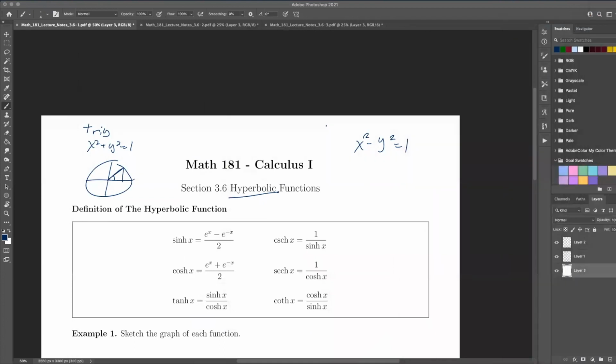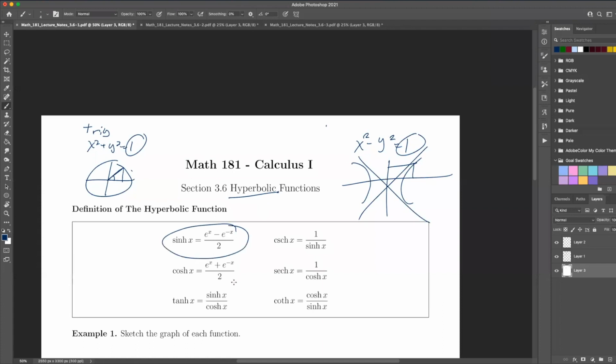Your book will officially define your hyperbolic functions. So hyperbolic sine is, let me just quickly sketch this in. This is the cosine, this is the sine. Sine of your angle gives you this, and this is the cosine of the angle. Why? Because we set this equal to 1, so it's just that ratio. Hyperbolic sine is given by this, and hyperbolic cosine is given by the following.